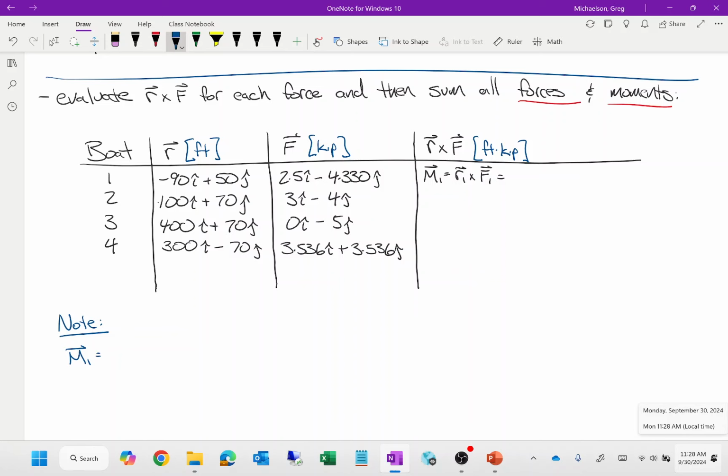So I'll just put down here on the side, note, M1 is going to be 2.5 times what? 50 minus negative 4.330 times negative 90. Did I get that right? Oh, it's backwards. Whoops, yep, that is backwards. I was like, something didn't feel right. So negative 90 times negative 4.330 minus 50 times 2.5. That's how I'm going to do that. Yeah, something didn't feel right.